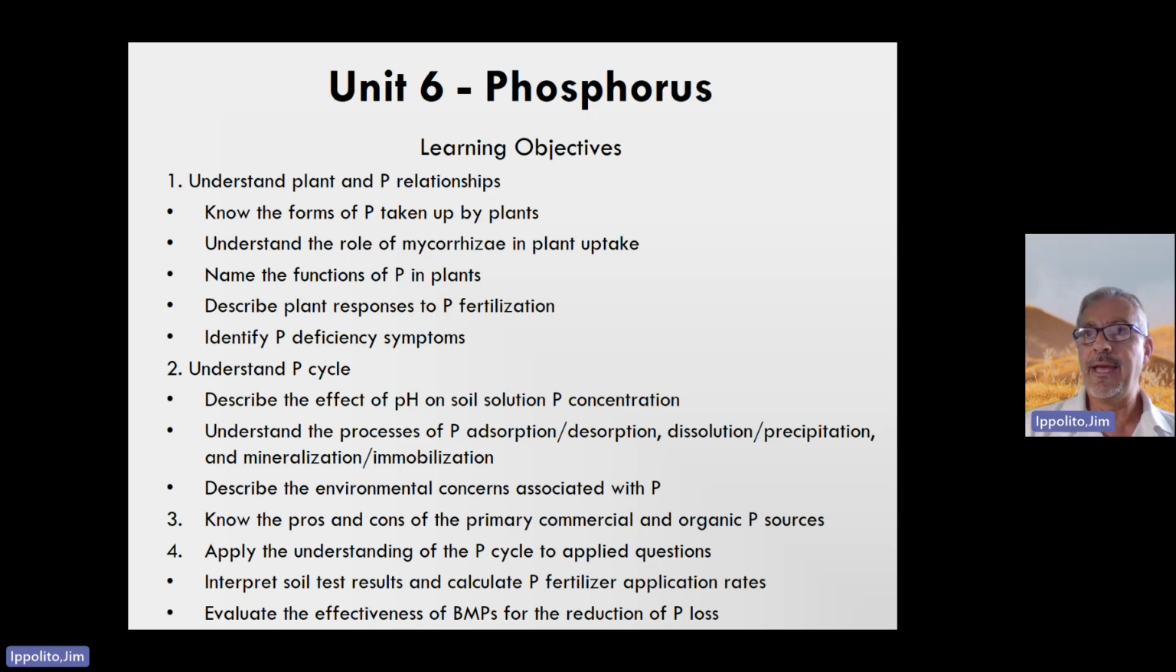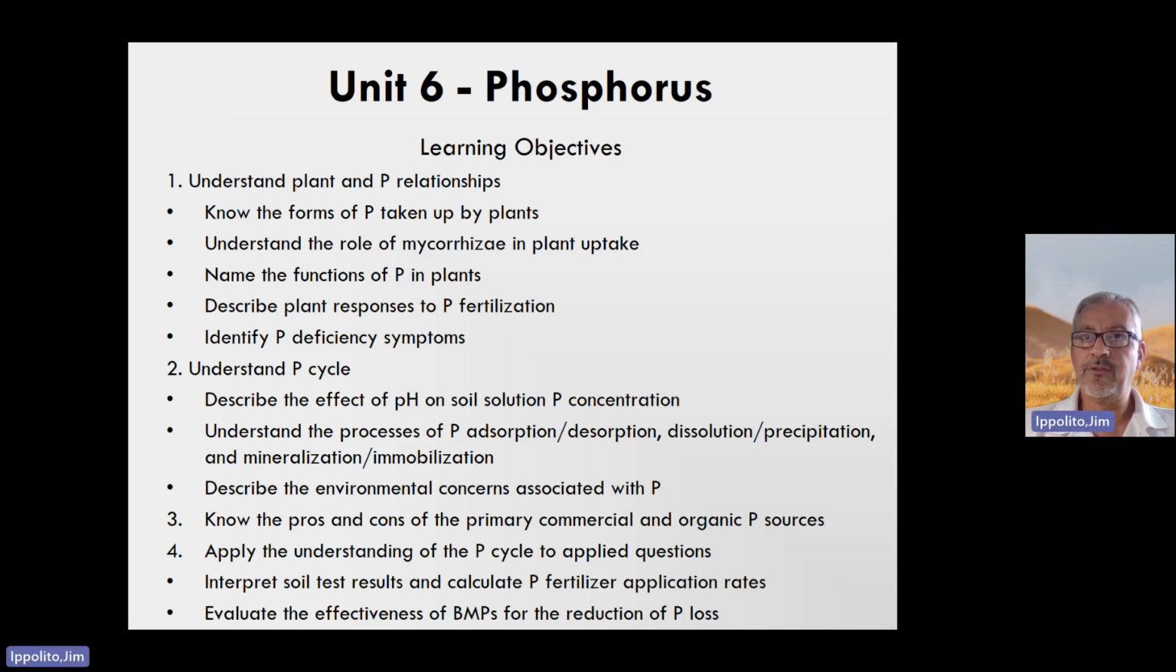You should be able to understand the processes of phosphorus adsorption and desorption, phosphorus dissolution and precipitation, and mineralization and immobilization. Some of these terms sound familiar. Some of them are new. And we'll talk about these in this unit. And you should be able to describe the environmental concerns associated with phosphorus. And some of you likely know if you've lived in the Midwest or if you lived in Ohio for quite a number of years, there's certainly phosphorus issues with Lake Erie, for example.